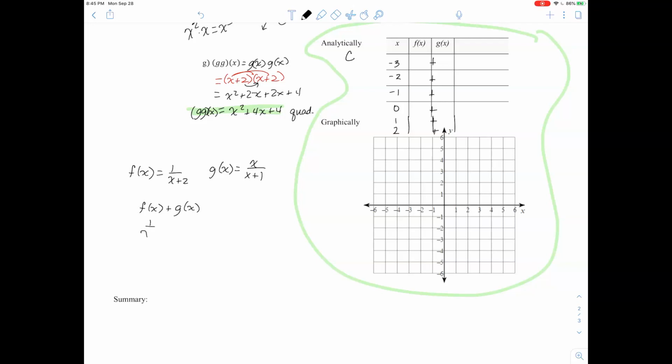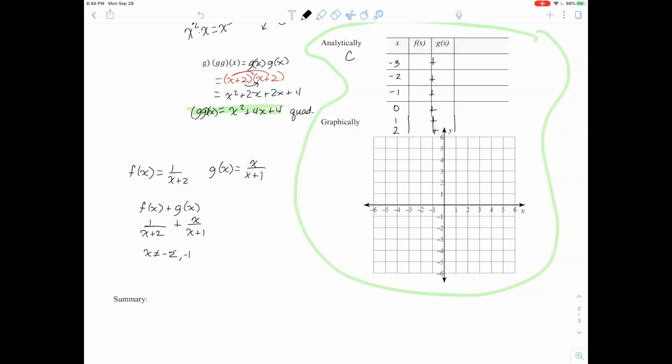So that would be 1 over x plus 2. And remember, that means x cannot equal negative 2. Plus x over x plus 1. And that one has a domain restriction of negative 1. So there are our two domain restrictions. x can be anything else I want, so think about that.